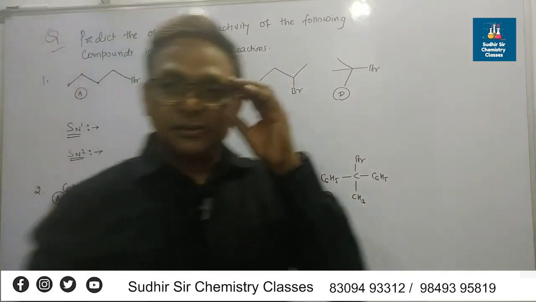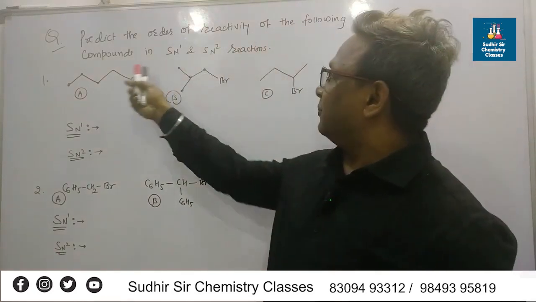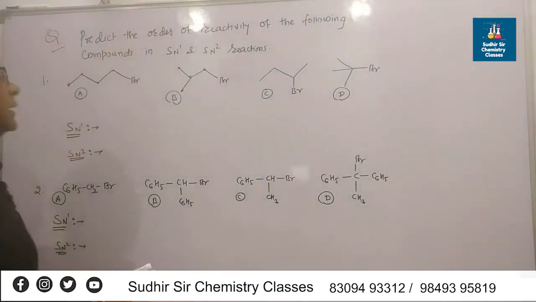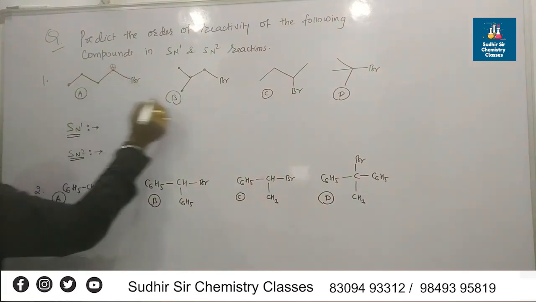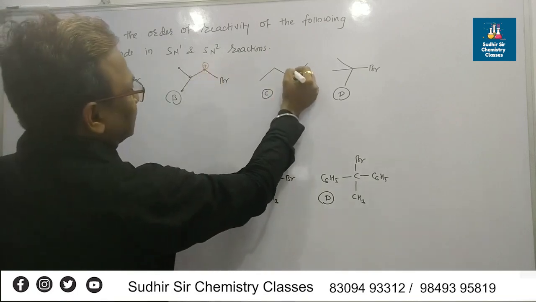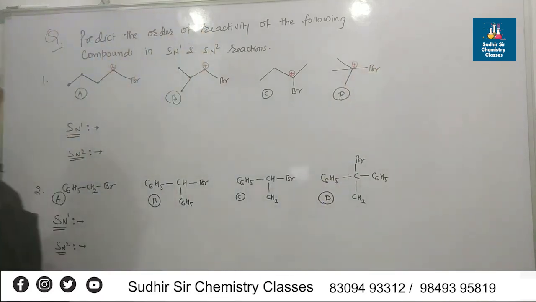See, beta, in this case, the question was given: predict the order of reactivity of the following compounds in SN1 and SN2 reactions. Whatever the alkyl halide they gave, take out the halogen and get the positive charge.